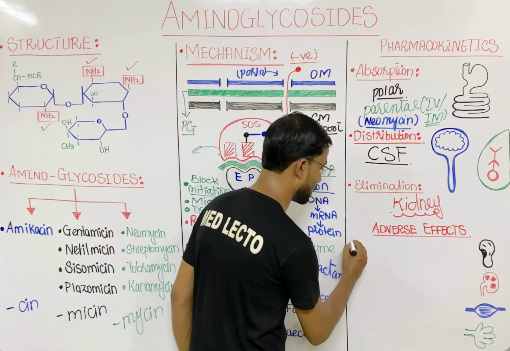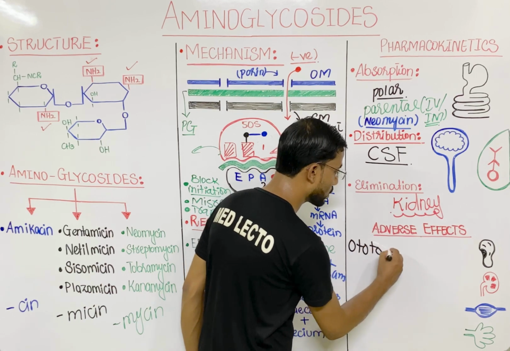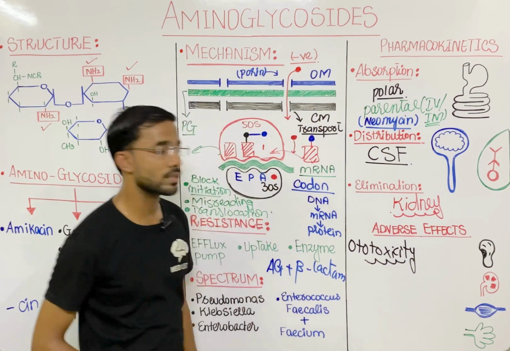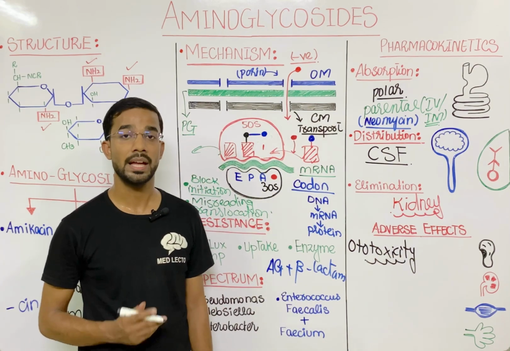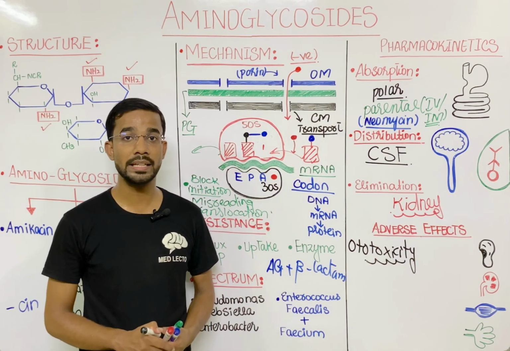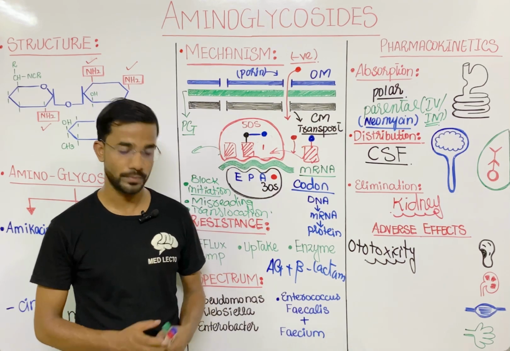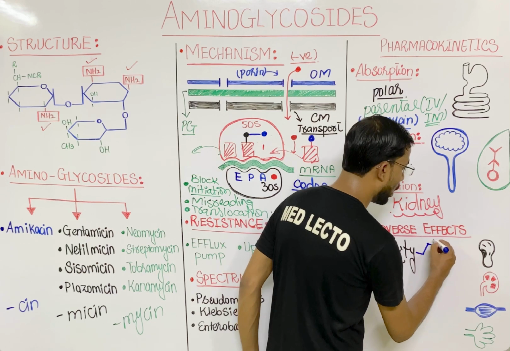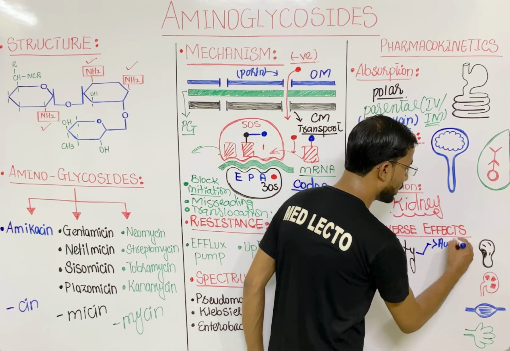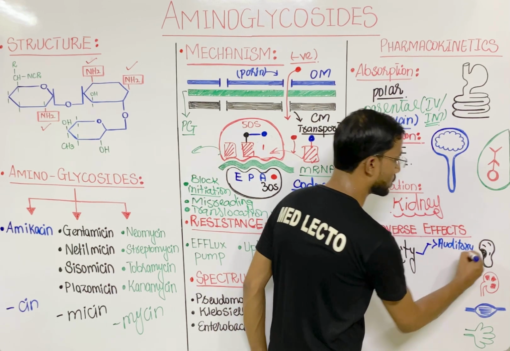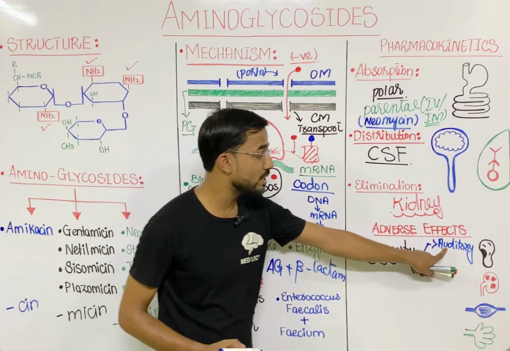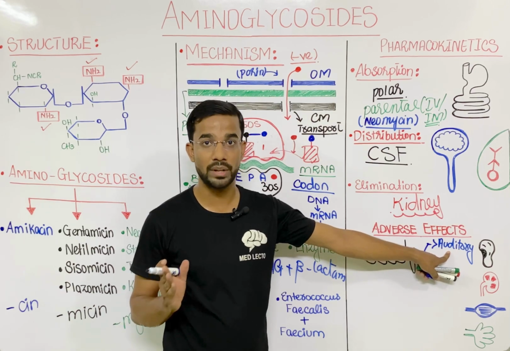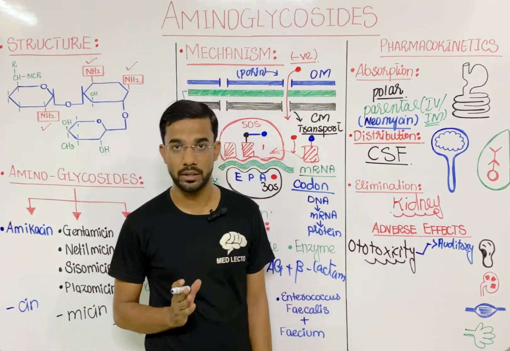If you look at the adverse effects, the most important adverse effect related to aminoglycosides will be ototoxicity. In ototoxicity, you will see two things: loss of hearing and loss of body balance. If you discuss the loss of hearing, that will be the auditory cause, and that is caused by disturbance in the cochlea present in our ear, or the auditory nerve.